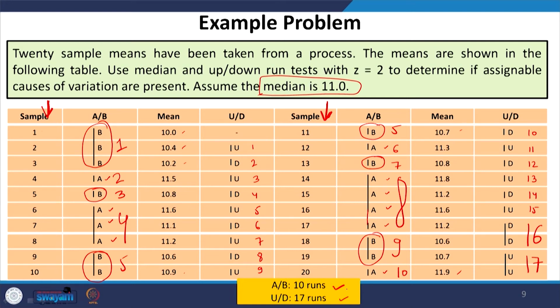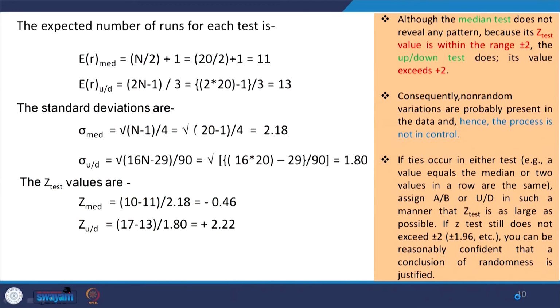So, these are the observed number of runs, and now with the help of those formula we will calculate the expected number of runs. So, the expected number of runs with the help of formula for the median case is n by 2 plus 1. So, 20 observations divided by 2 plus 1, that is 11 runs, and for up and down using the formula which is already discussed, 13. So, these are the expected number of runs for different types of test.